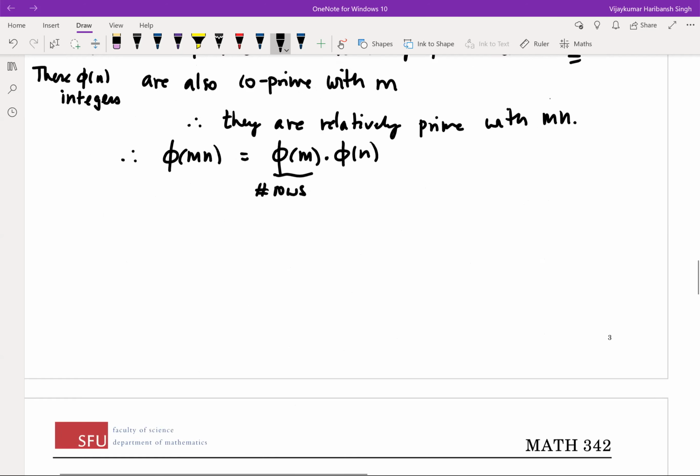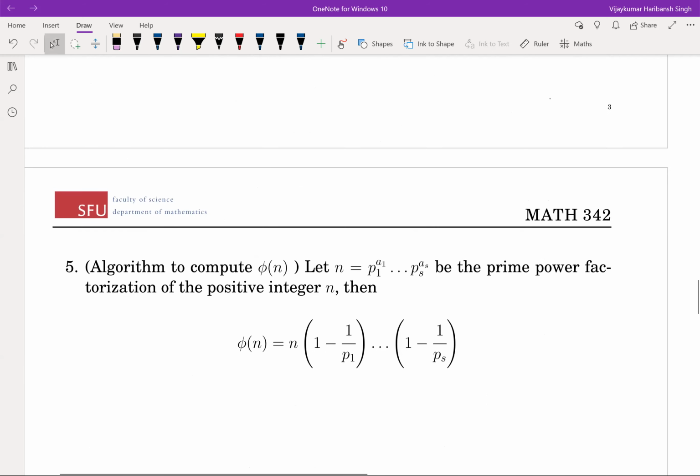Now, once phi is a multiplicative function, we have the following algorithm to compute phi of n. Let n be p1 to the power a1, and so on, ps to the power as, the prime factorization of n. Then phi of n is this. So what have we shown, first of all? Phi is multiplicative.